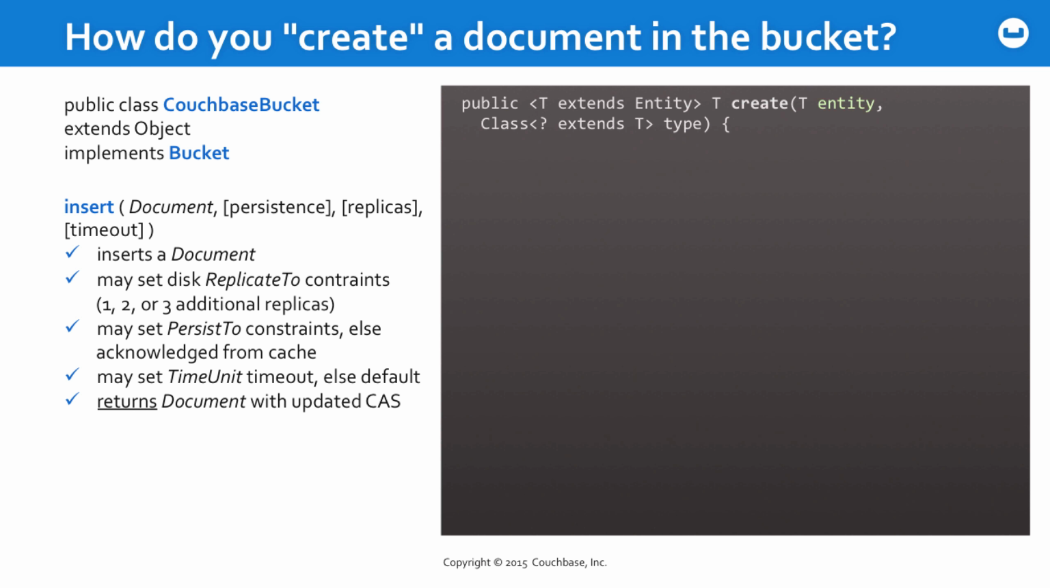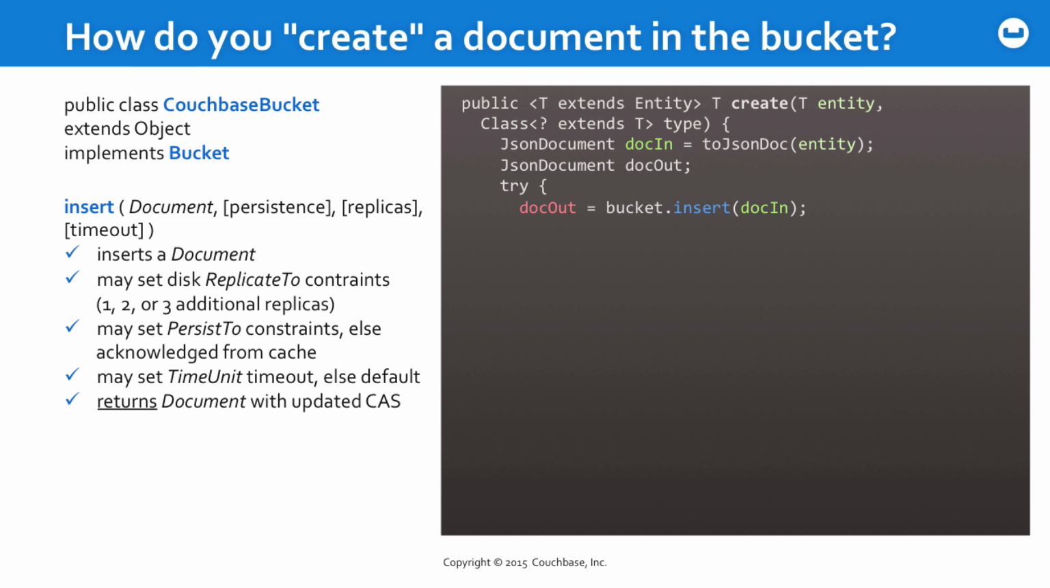So in your code, it could look like this. You have a create method, and you pass some local entity type to it, some POJO that you're using to manage the data within your application. You could pass that to a conversion method, such as the one we just looked at on the prior slide, and that's going to give you the document that you're going to pass to Couchbase.